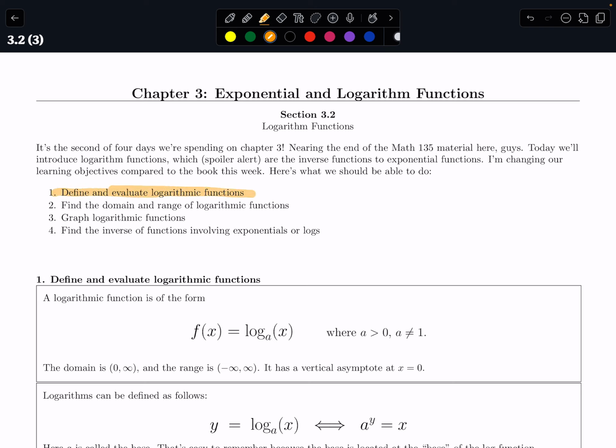Number one topic today is to define and evaluate logarithm functions. Pretty straightforward. Number two, find the domain and range. And that's also pretty easy. And then number three, graph them. We're going to use the same kind of transformations we did with the exponential functions and also function transformations in general. And the last thing is find the inverse of functions, either involving exponentials or logs. Just a spoiler, but it's right here in the top paragraph: the logarithm function is the inverse of the exponential function.